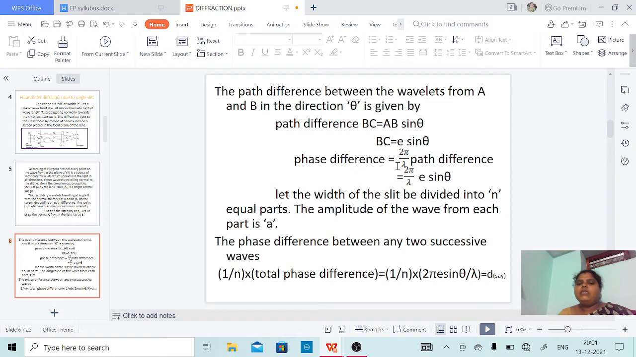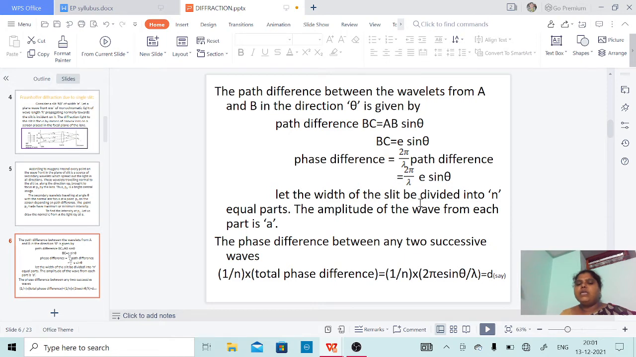Now we know the path difference. Let us see the phase difference. Phase difference equals 2 pi by lambda into path difference. This much integral multiple of path difference is equal to the phase difference. Now it is 2 pi by lambda into e sine theta.